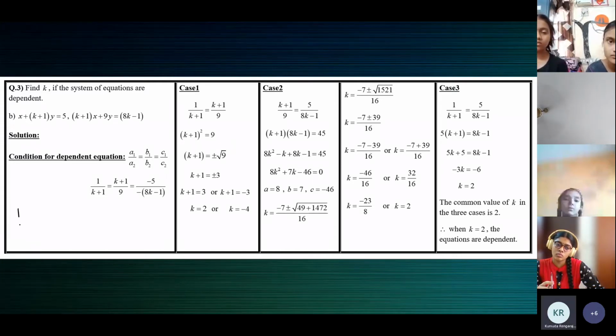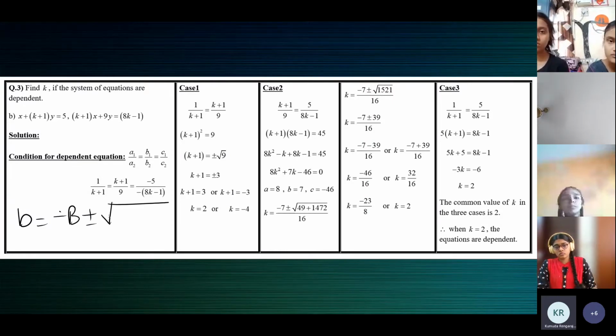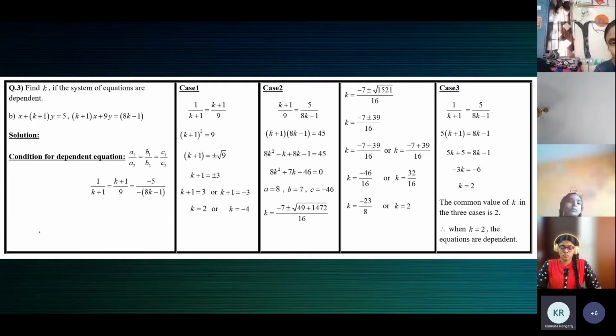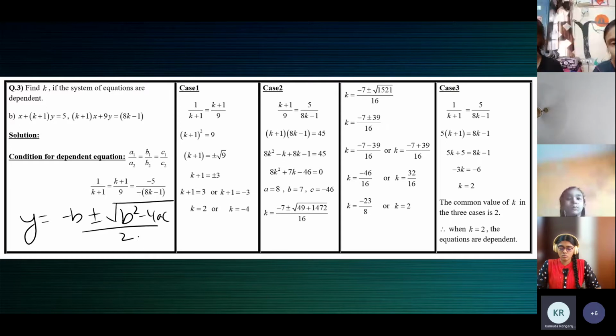Supposing b was a variable, then I'll write all this in capital letters: minus B plus or minus root of B square minus 4AC by 2A. You can modify the formula like this because there's a small b here, and it's confusing. So you can modify the formula using capital letters. Whatever the variable is, if y is the variable, y is equal to minus b plus or minus root of b square minus 4ac by 2a.